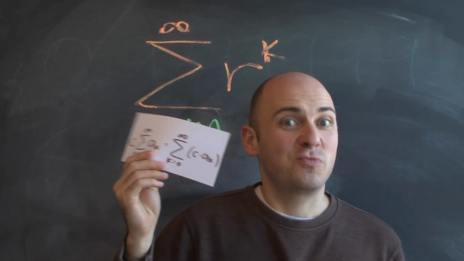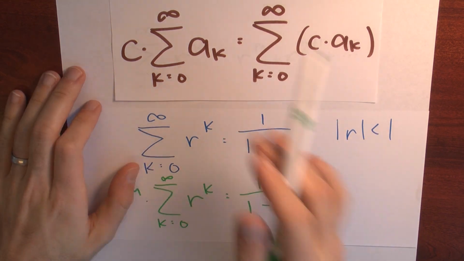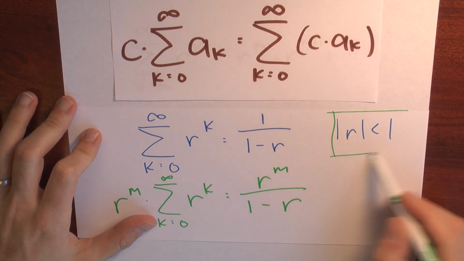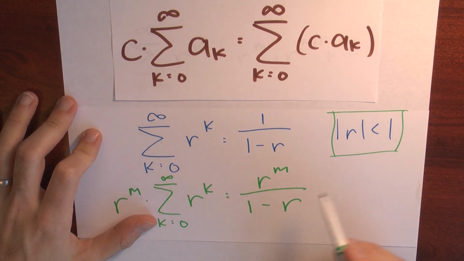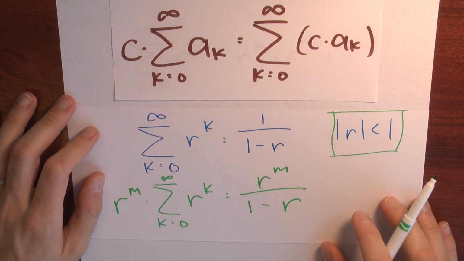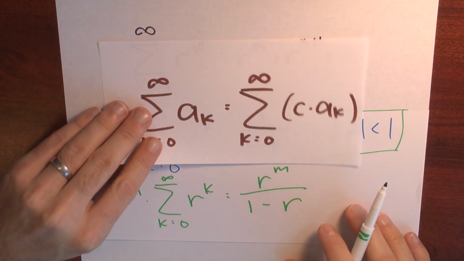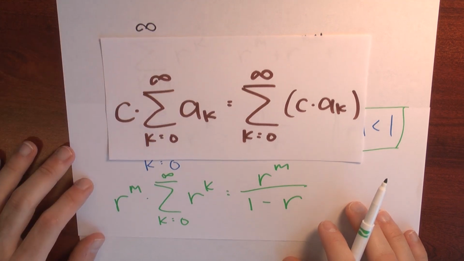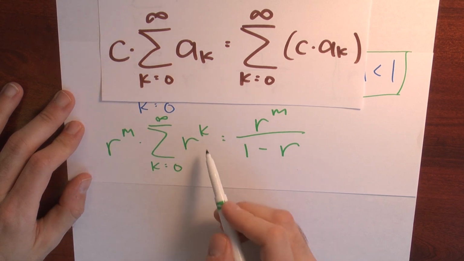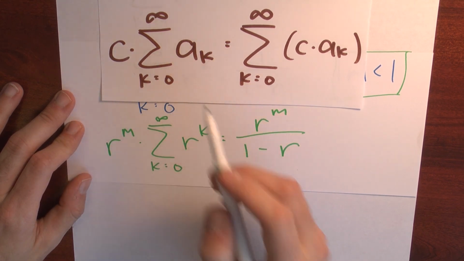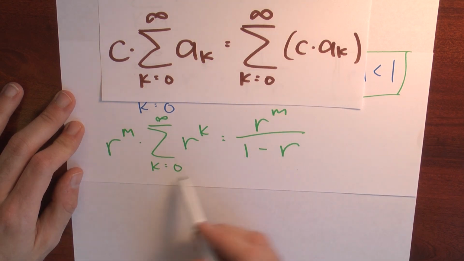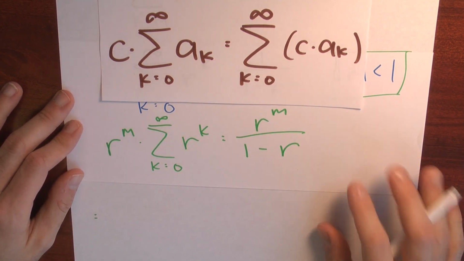Now I can use this result. Now remember that this result is assuming that this series converges. So I'm always going to be working with the assumption that the absolute value of r is less than 1 in order to guarantee that this series converges. All right, but yeah, let's apply the result. So if I apply the result in this case, what do I get? Well, here r to the m is playing the role of c, and r to the k is a sub k. So this can be replaced by this, which means this is equal to what?